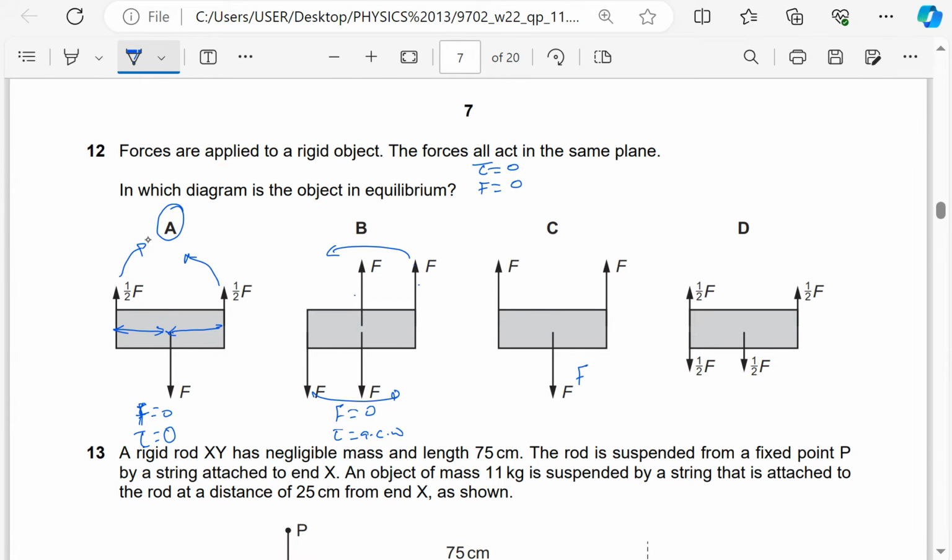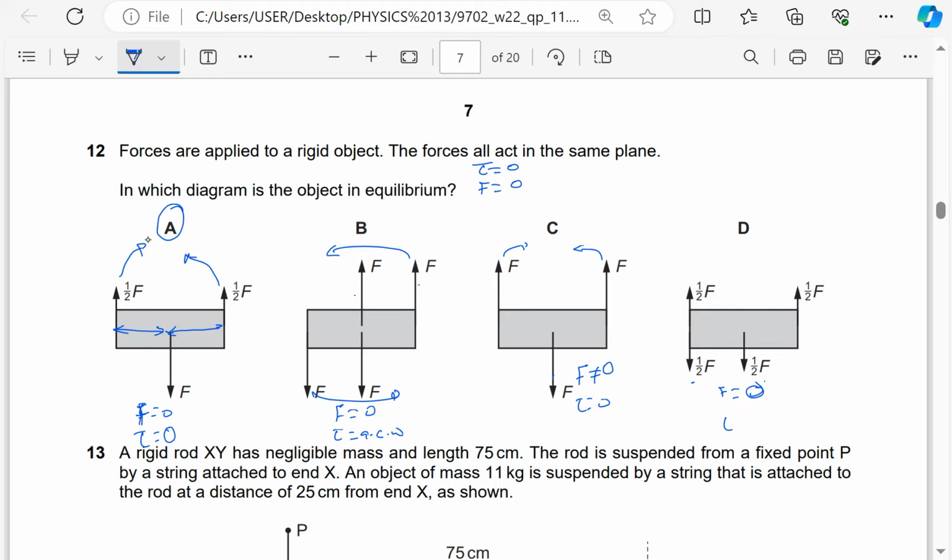Here the resultant force is not 0, even though this would cause clockwise and clockwise, and this has no moment. Even though the torque is 0, the resultant force is not 0, it is actually F. This one gives a resultant force of 0 because a half F plus a half F upwards, and a half F plus a half F downwards, that is 0.